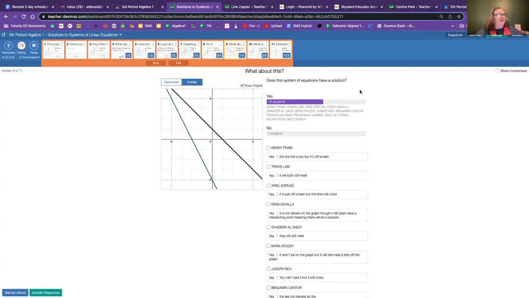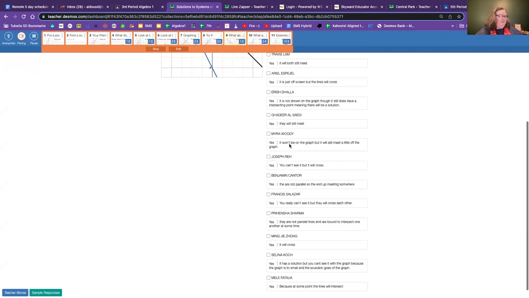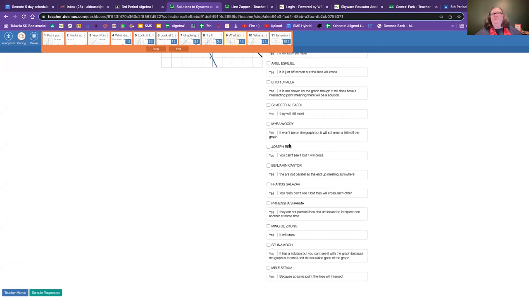Let's look at the last few slides for this Desmos. The question is, does this system of equations have a solution? And when I look through, I'm seeing lots of yeses. Let's take a look at your reasons why.